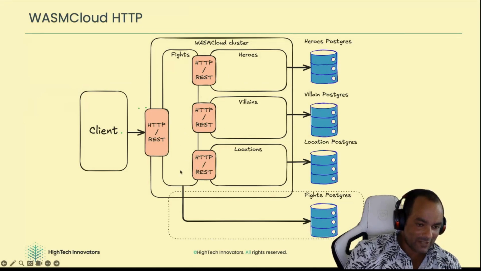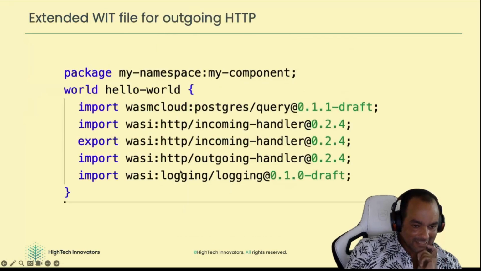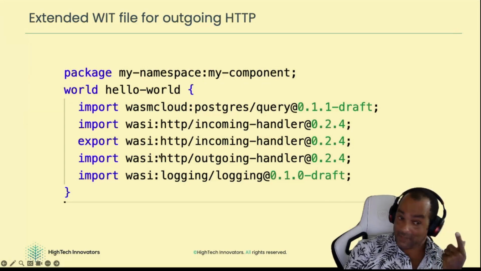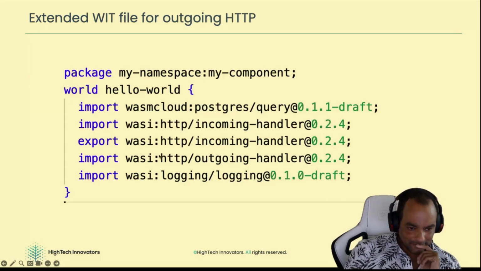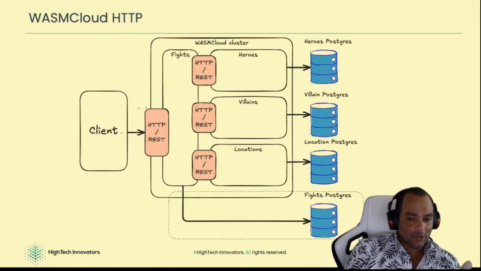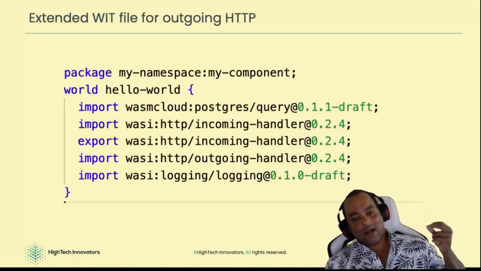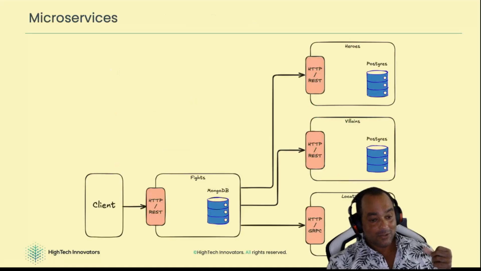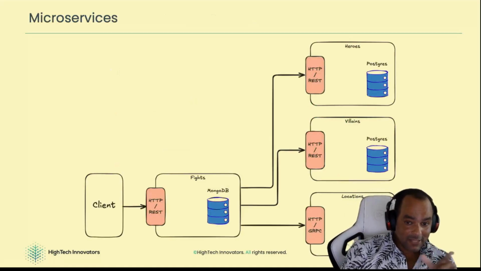So if we look at the WIT file for the fights, that looks like this. It's pretty similar to the other one. It has logging, it has the incoming handler because it needs to accept HTTP calls, but it also makes outgoing calls. So that's a different API. It's not necessarily the same. So we are still making network hops. And we can make the argument that maybe we don't need to make all those network hops.